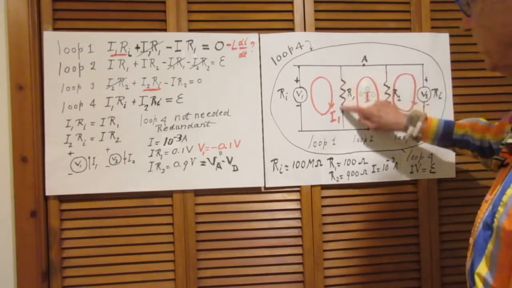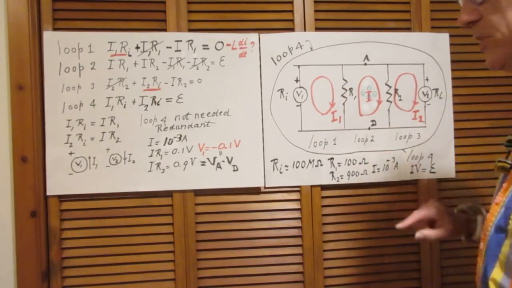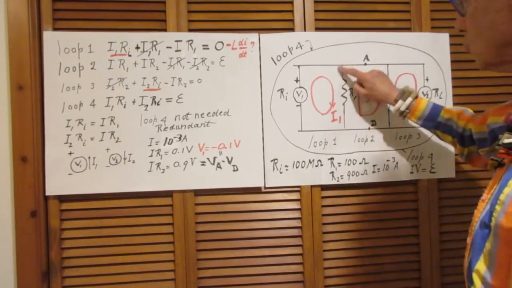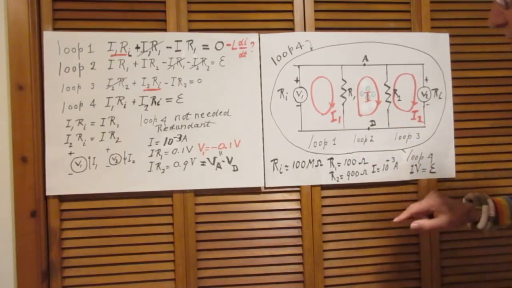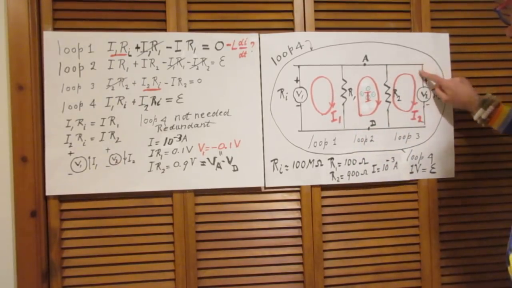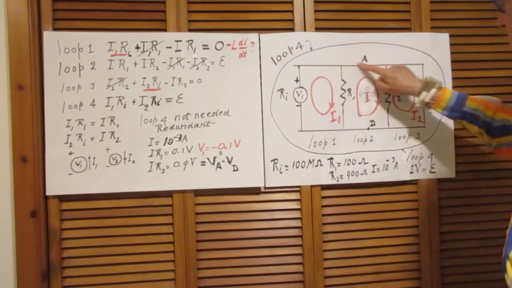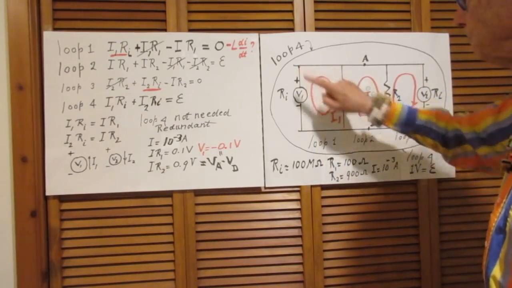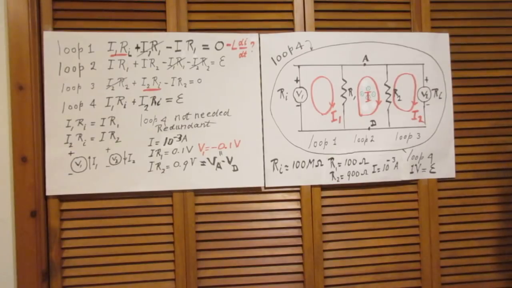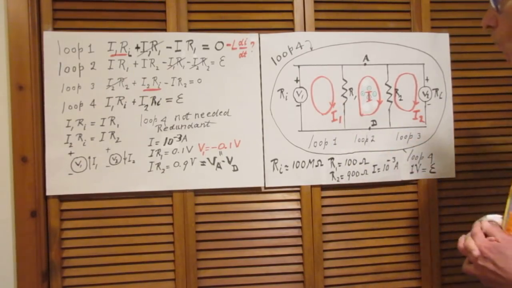So that means in this loop, Kirchhoff's loop rule holds, closed loop integral of E dot dl must be 0. It's also 0 in this loop, it is not 0 in this loop, and it is not 0 in this loop. So if you're ready, let's start with loop 1.